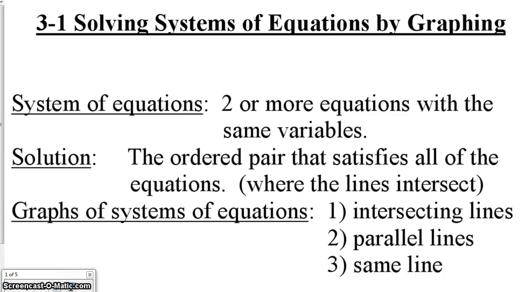Solving systems of equations by graphing. A system of equations consists of two or more equations with the same variables, usually x and y. The solution to the system is going to be the ordered pair that satisfies all of the equations, or where the two lines intersect. Graphs of systems of equations create either intersecting lines, parallel lines, or possibly the same line.